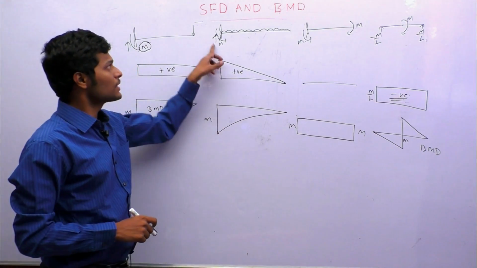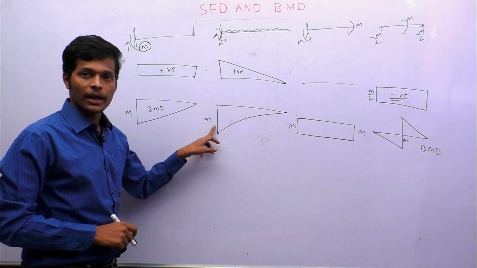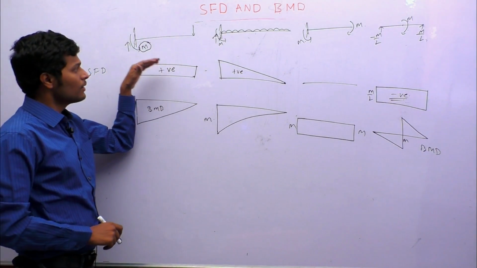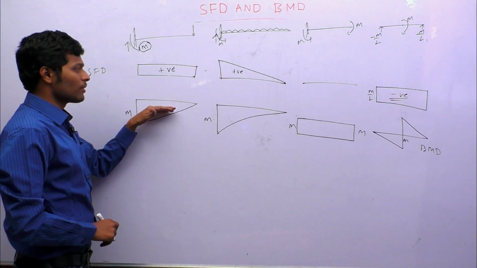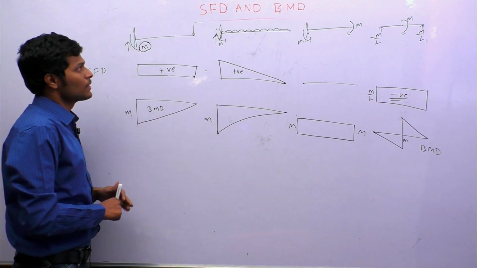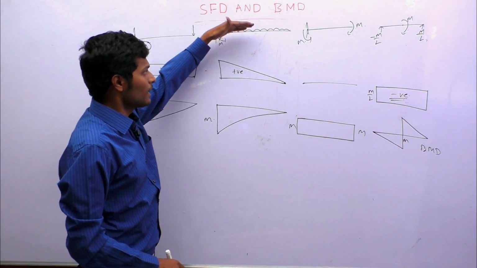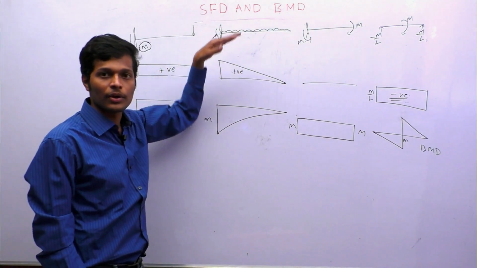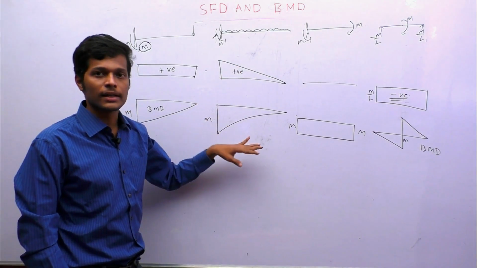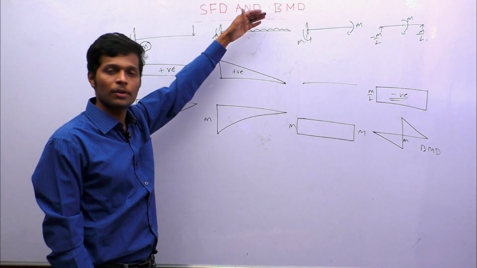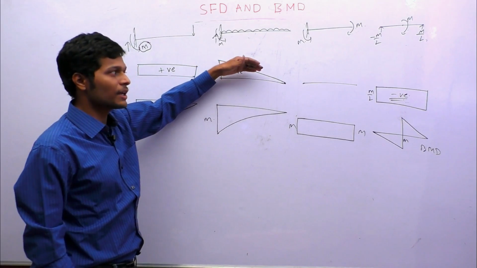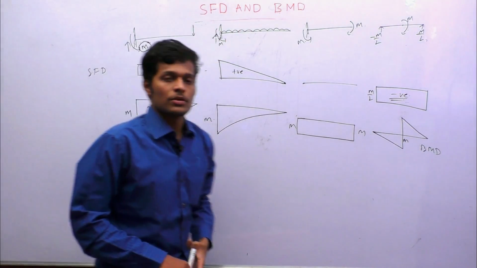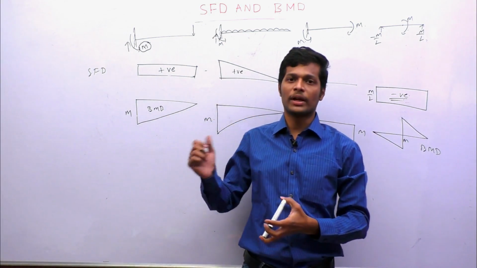So if there is a concentrated couple, then we get a vertical line, and if you have no load here, then you get a rectangle here. If you have a rectangle here, then you will get a triangle here. If you have a triangle here, you get a 2-degree parabola and then a 3-degree parabola. If you have a 2-degree parabola here, then you will get a 3-degree parabola, then a 4-degree parabola, and so on. So I hope drawing bending moment is clear.